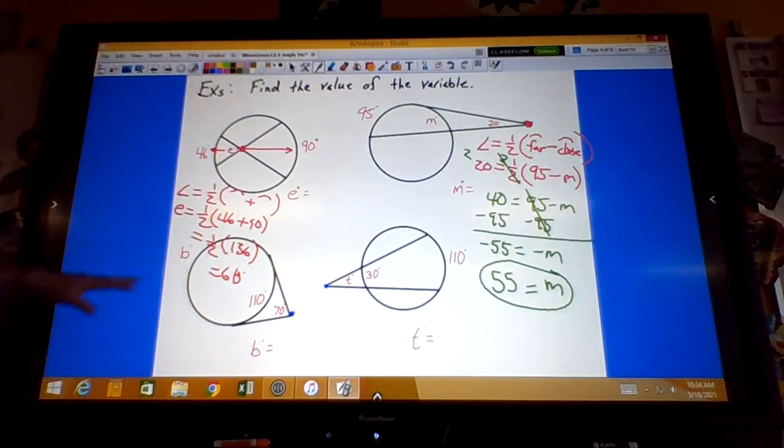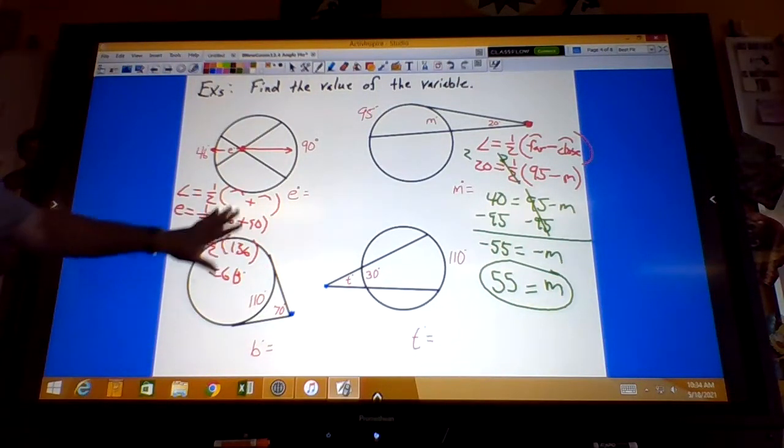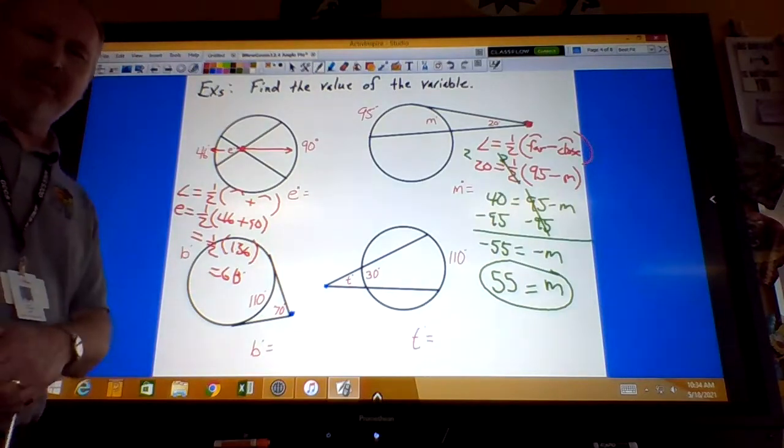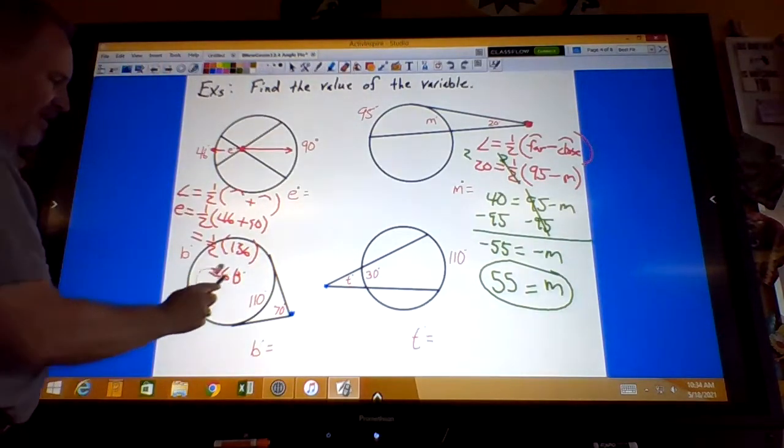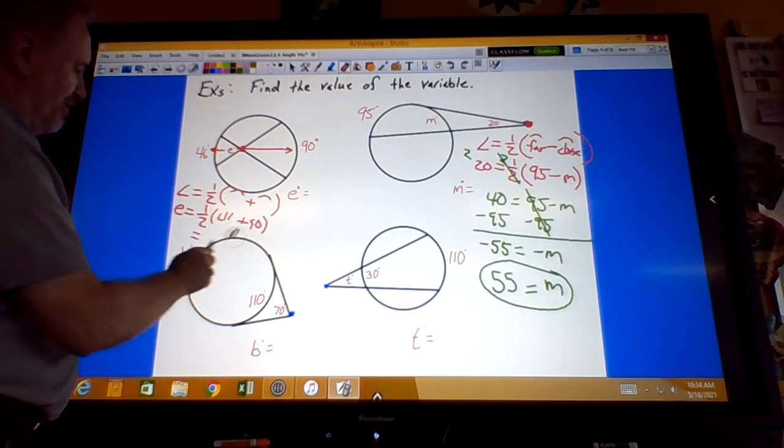Okay, 2 down, 2 to go. I'm going to erase some of this scrap work, so if you haven't copied it at this point, make sure you do. Hit pause, and bye-bye scrap work.